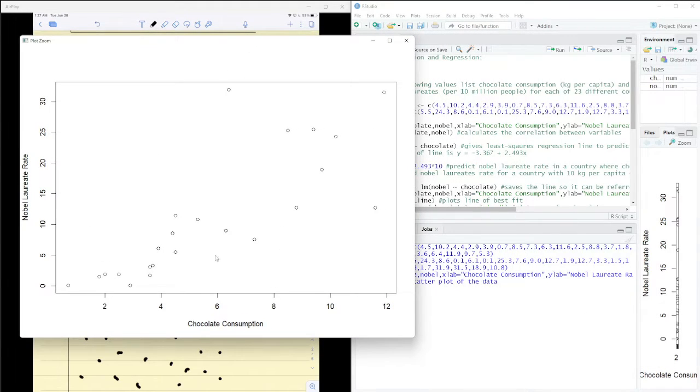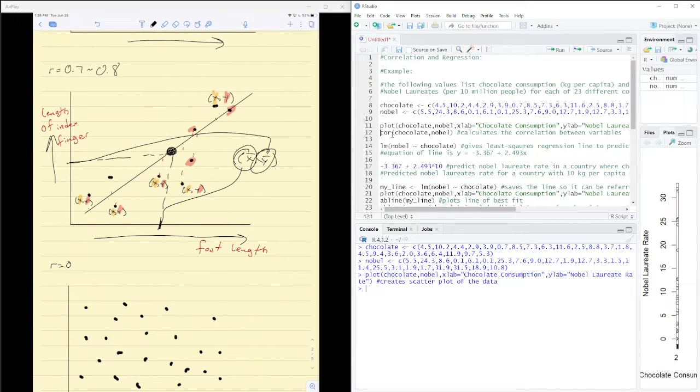Again, so there's possible correlation here, but is there a causal relationship? Probably not. To get more Nobel laureate rates, the answer is probably not to eat a lot more chocolate, I would guess. So we do see a general trend. Generally, as chocolate consumption increases, Nobel laureate rate increases also. Let's see what the actual correlation is. To calculate correlation, we use the command cor, C-O-R. Type in the values for the two variables. We have them saved as chocolate and Nobel.